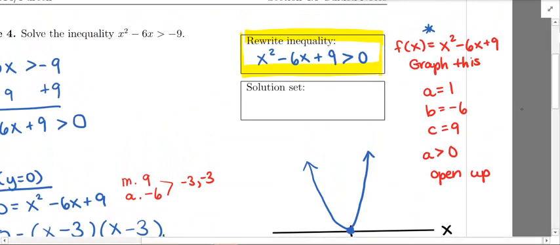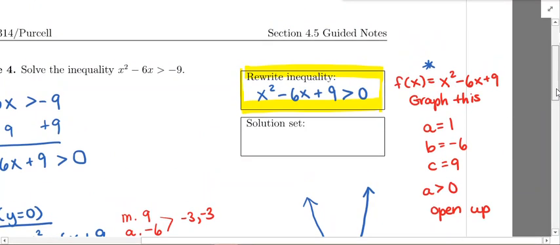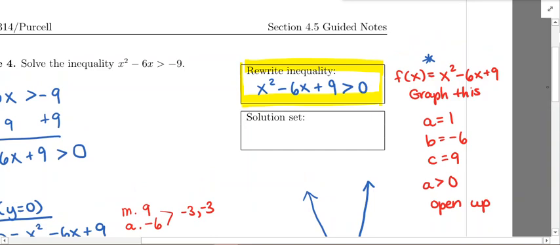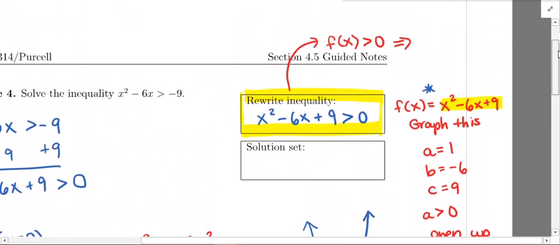Okay, so we're trying to solve where is x squared minus 6x plus 9 strictly greater than 0. Now remember, we called x squared minus 6x plus 9, which is the left side of the inequality, f of x. So this inequality is saying, where is f of x bigger than 0? You can translate that: f of x is the same thing as y.